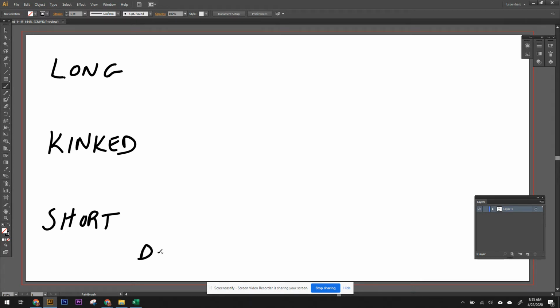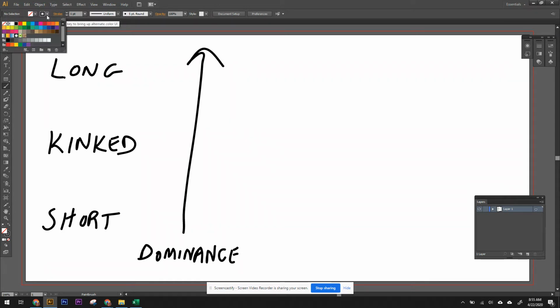So dominance increases as we move up this list. Let's also assign these different phenotypes letters for their alleles. Since we have three here, our system of capital and lowercase letters kind of breaks down. So we're going to use capital L for long, we'll just use K for kinked and S for short.